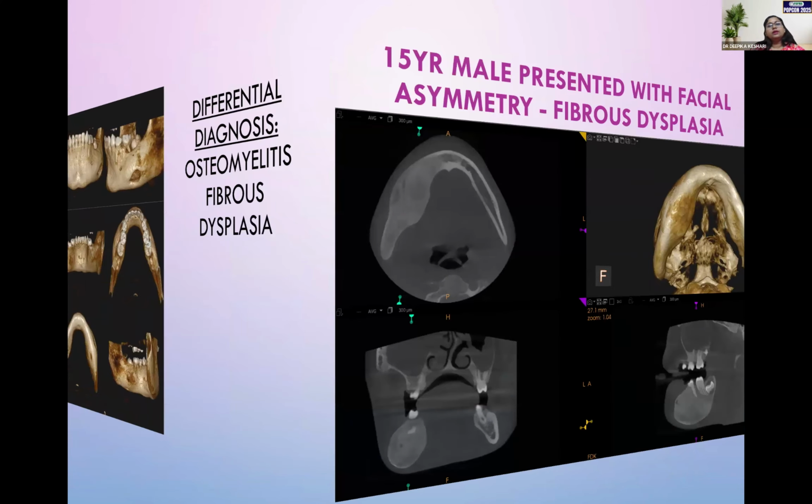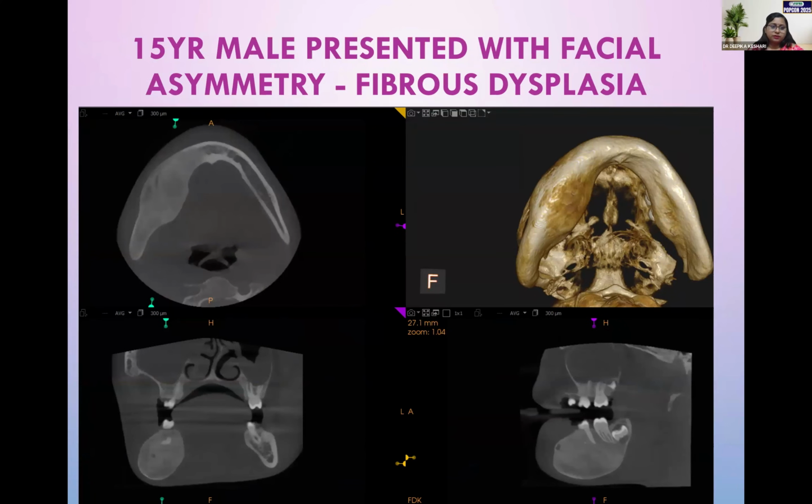Now, this 15-year-old male presented to us with facial asymmetry, and we can see the ground glass appearance present in the right mandibular body and significant expansion and thickening of the mandibular alveolar process. Also, expansion of the cortical plates is seen. So, a diagnosis of fibrous dysplasia was given in this case.